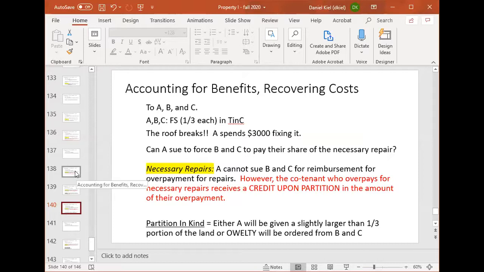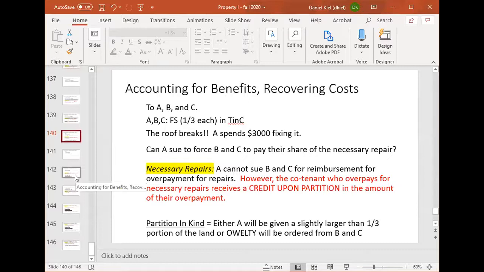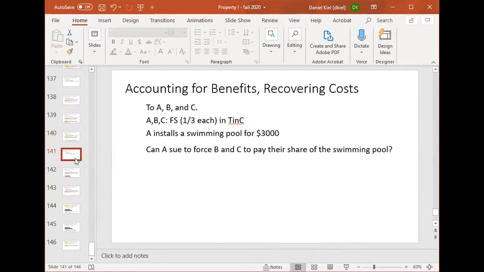Question on repairs. Okay. What about improvements? A installs a swimming pool for $3,000. Can A sue to force B and C to pay their share of the cost of the installation of the swimming pool? Let's see. Y'all think A should be able to? Yes, A should not be able to is B.